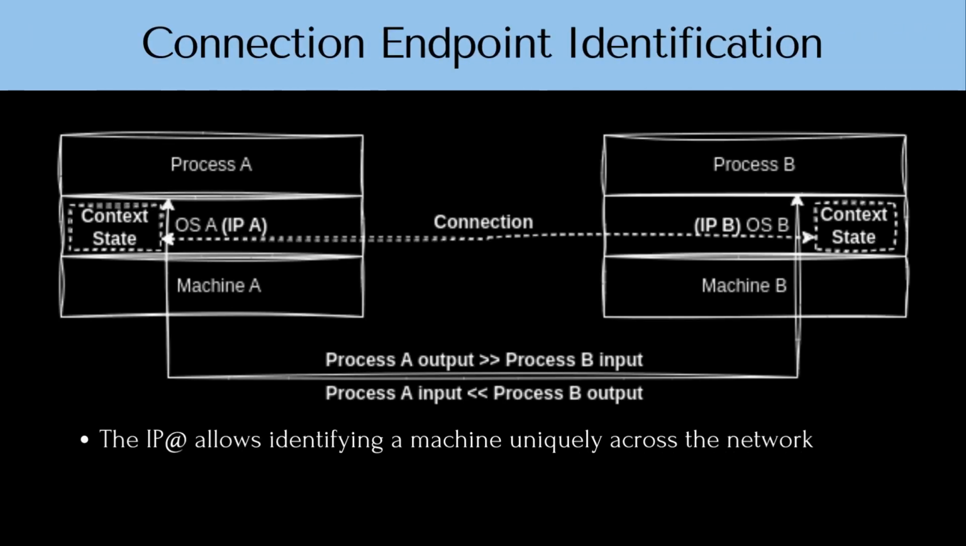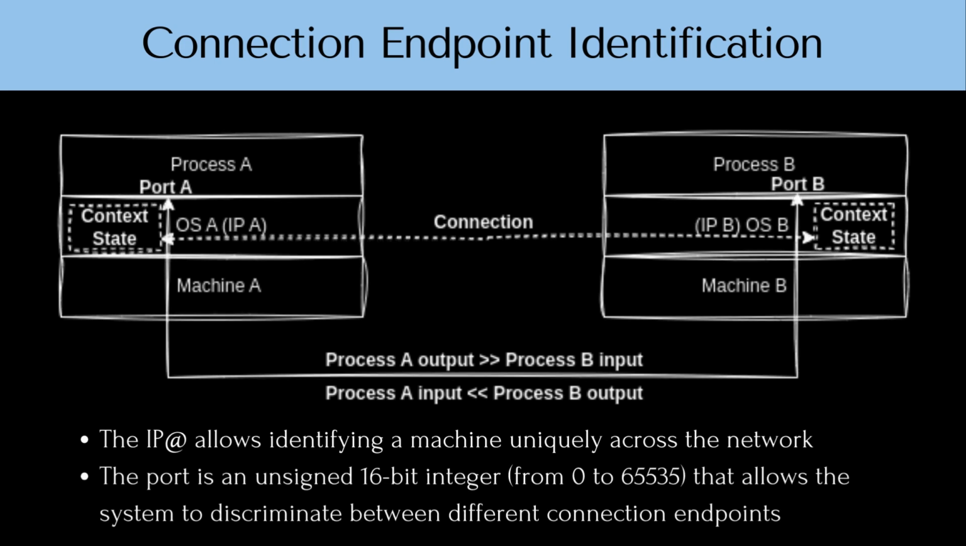First, we need to identify the machine, and that's the IP address. But then, on the same machine, the operating system may manage several connection endpoints, whether belonging to the same process or different processes. Therefore, we need additional information to discriminate between them. This is a unique number assigned by the operating system to each endpoint. We call it port. So, a connection endpoint is identified with the IP address of the machine and the port that the operating system assigns to the endpoint. The port is an unsigned 16-bit integer, so its values range from 1 to 65535, 0 being reserved.